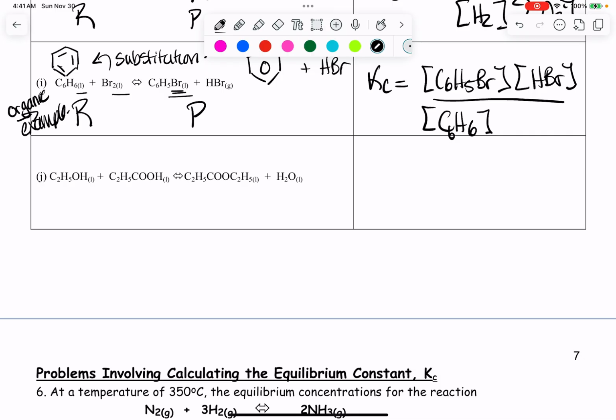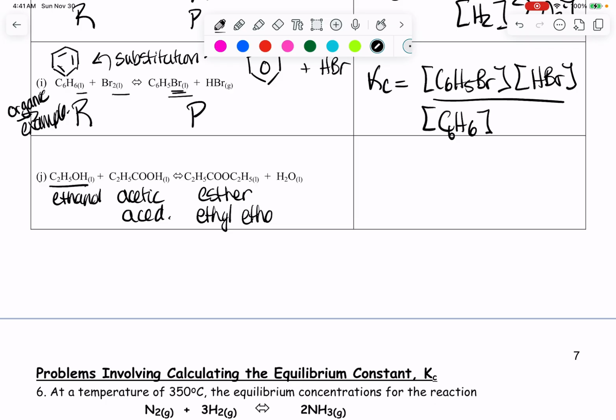So here we have another organic example. We have ethanol and acetic acid. And it's producing an ester, ethyl ethanoate. Again, this is an esterification reaction, just for your interest. And so here we have the products and we have the reactants.